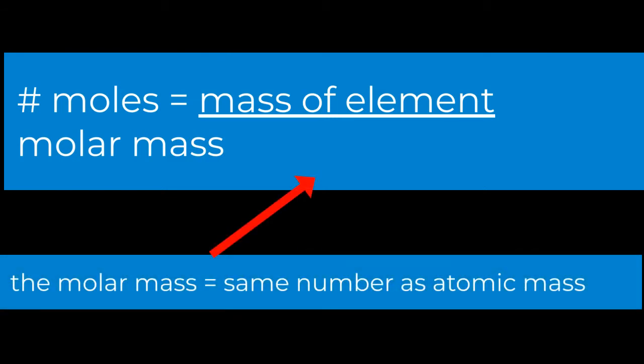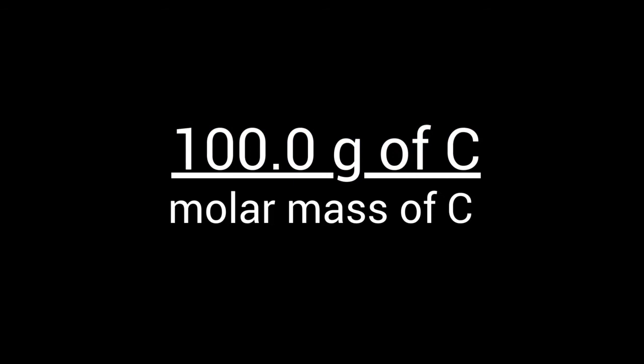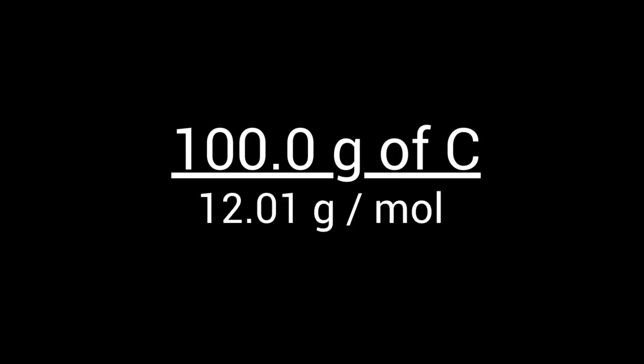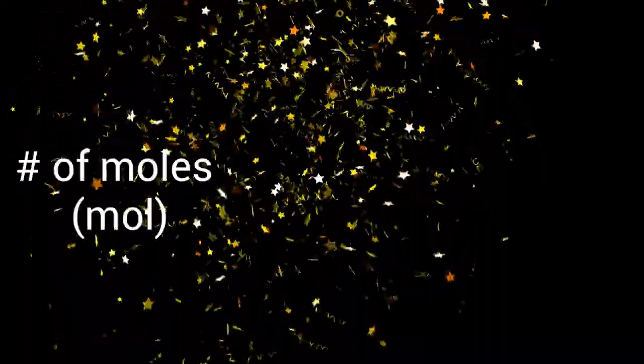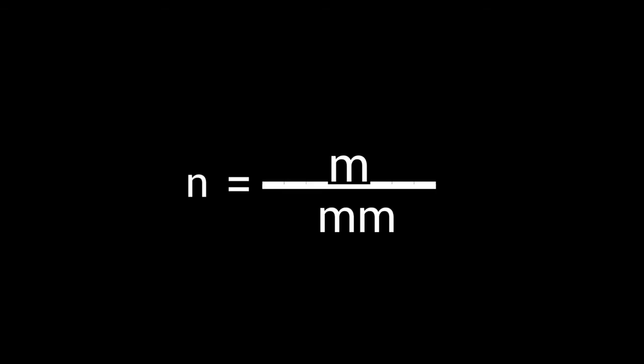But if you have the mass of an element, you simply divide that mass by its molar mass found on the periodic table. So for example, if I have 100 grams of carbon, divided by the molar mass of carbon, what's the molar mass of carbon? 12.01 grams per mole. So 100 grams divided by 12.01 grams per mole equals 8.326 moles. You have now learned the equation for determining the number of moles of atoms, symbolized by the letter n: n is equal to mass divided by molar mass.